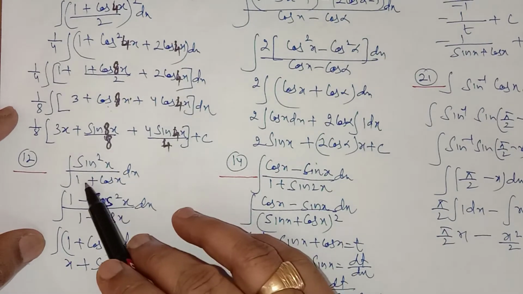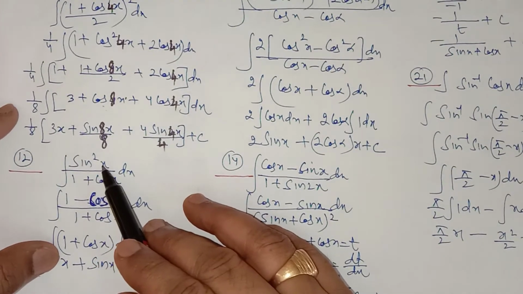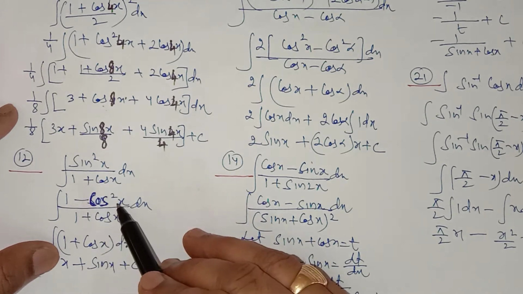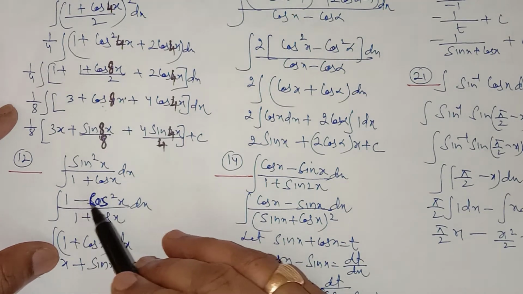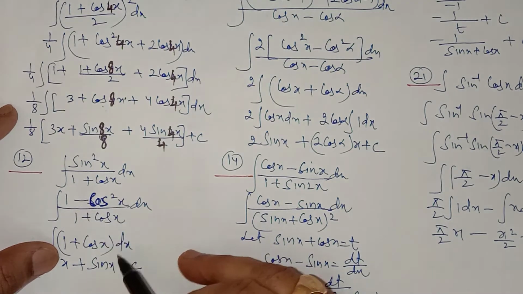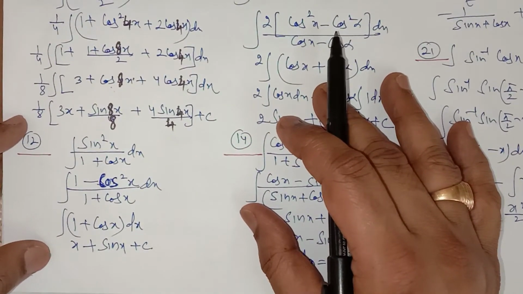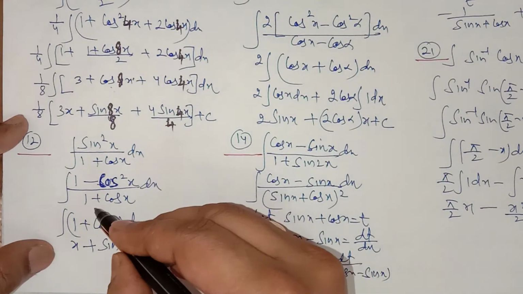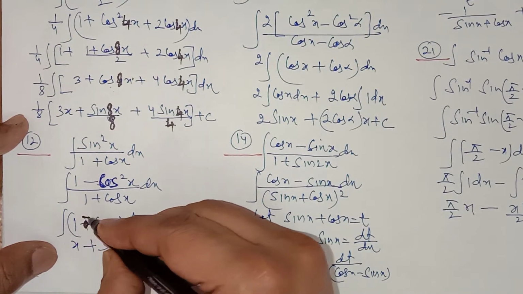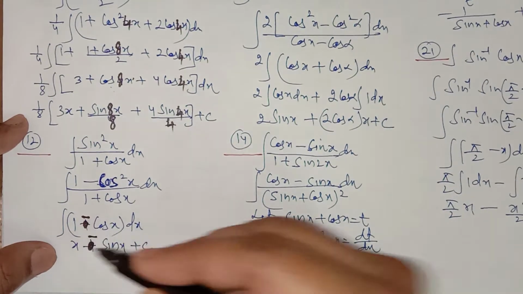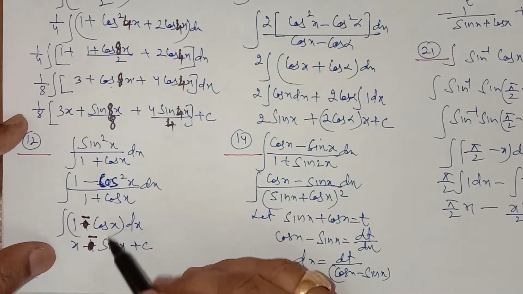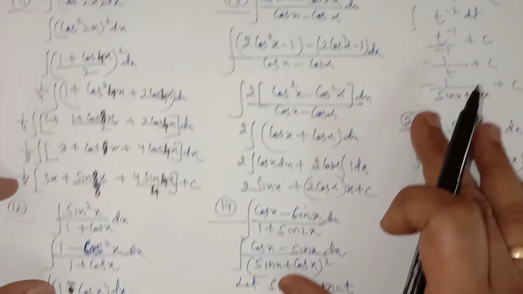Now in question number 12, in place of sin square upon 1 plus cos x, replace the sin square with 1 minus cos square x. Simple formula, 1 minus cos square is equal to 1 plus cos x times 1 minus cos x. So 1 plus cos x will be cancelled out from the denominator. So a plus b, a minus b. So it will be a minus sign here, minus sign here. So integration of 1 with respect to x is x. Integration of cos x will be equal to sin x.